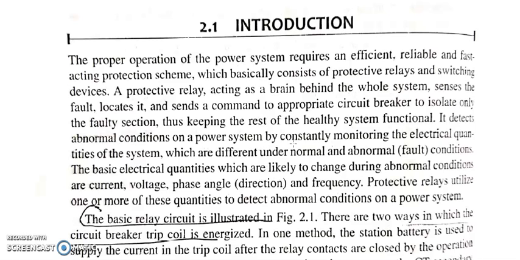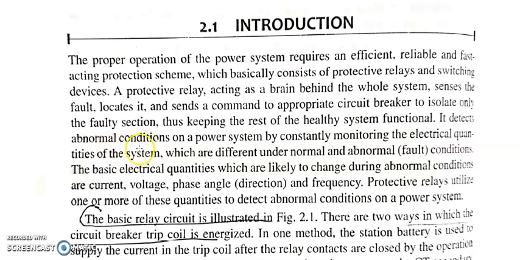There are three things which any power system should have for proper functioning. So basically a power system consists of protective relays as well as switching devices, that is your circuit breakers. Your protective relay acts like a brain, where it sends commands to the appropriate circuit breaker to trip or make the circuit.